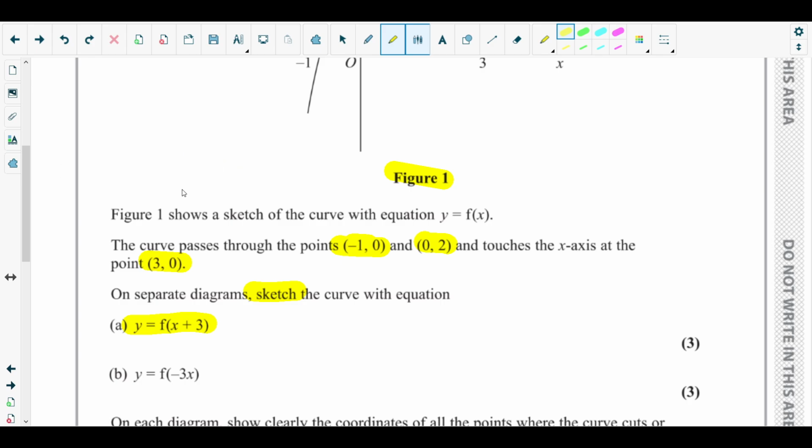At first consider what type of transformation this is. Look, x plus 3. That means 3 has been added within the bracket of the function. We know that if any constant is added or multiplied within the bracket of a function, this is transformation along the x-axis, that is horizontal transformation. And since the constant has been added, it is a translation along the horizontal axis.